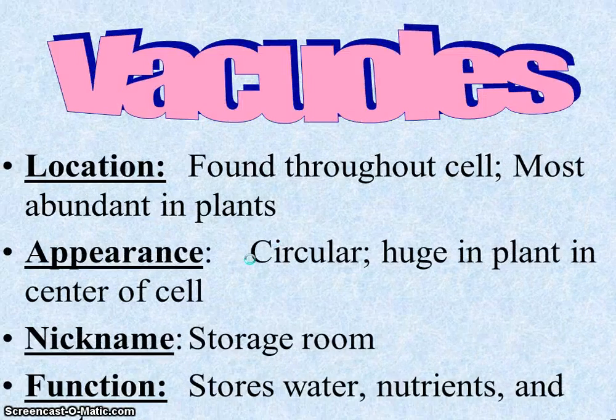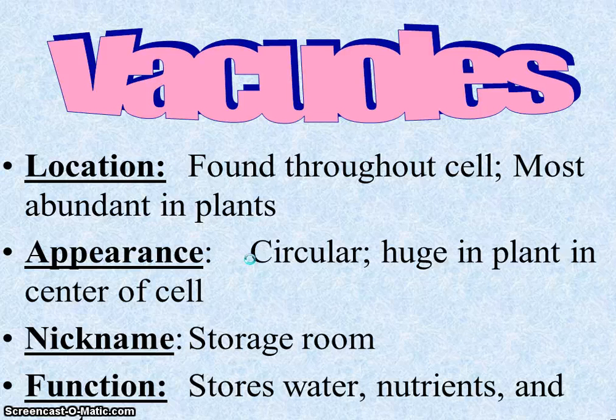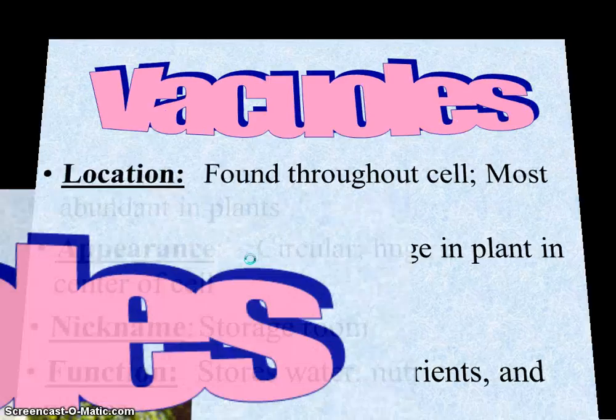Okay, vacuoles. Vacuoles are found throughout the cell. In a plant cell, it is huge, and it's found in the center of the cell. Now, that is why we said the cytoplasm does not fill completely, because the vacuole can be shrunk in a plant cell, and then that would mean that there's no space left. All right, and you'll see that as we go through plasmolysis. But we call vacuoles the storage room because it stores nutrients, water, and waste. And it is very common.